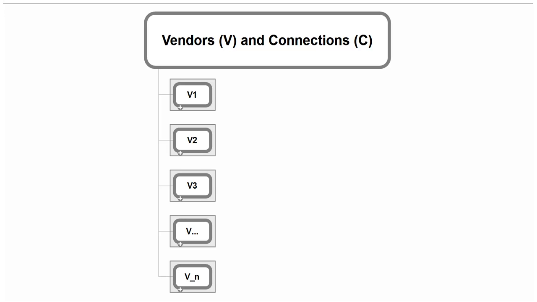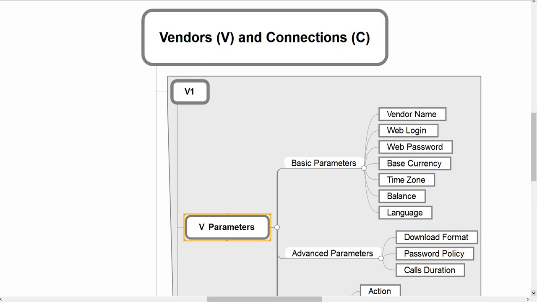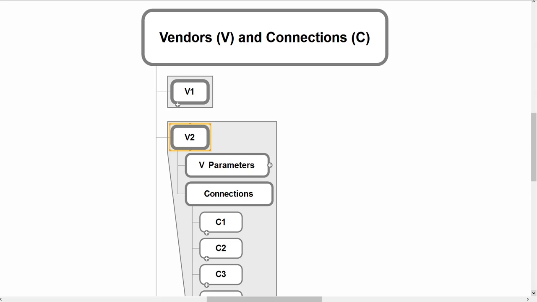The next class of elements is vendors. The system may contain information and parameters of many vendors. We denote them as V1, V2 and so on. Each of the vendors in turn has its own parameters and contains multiple connections. Vendor 1 has its own unique parameters such as name in the system, web login and password, base currency for this vendor, its time zone and so on. Vendor 2 as Vendor 1 has its own parameters and a number of connections.